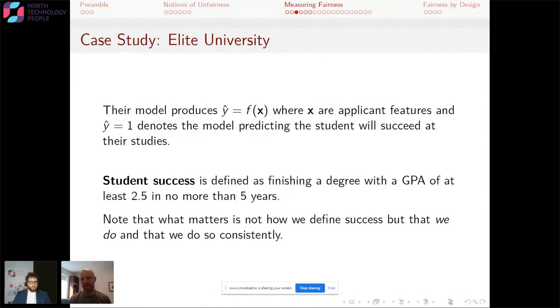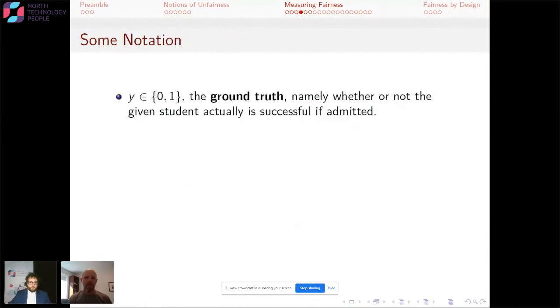As well, in the case of something like this, where we're at a university, we might want to be transparent with our definition of success so that students and potential students know what they're aiming for.